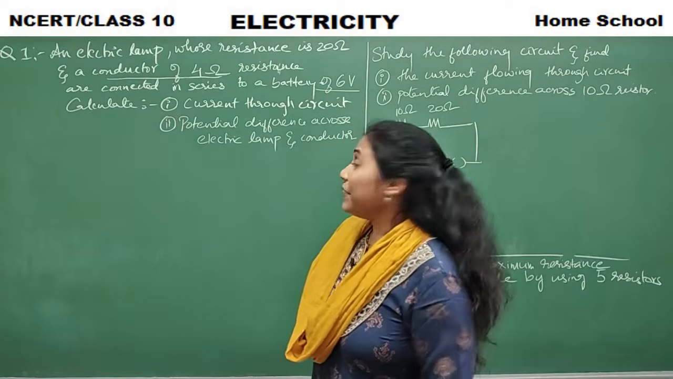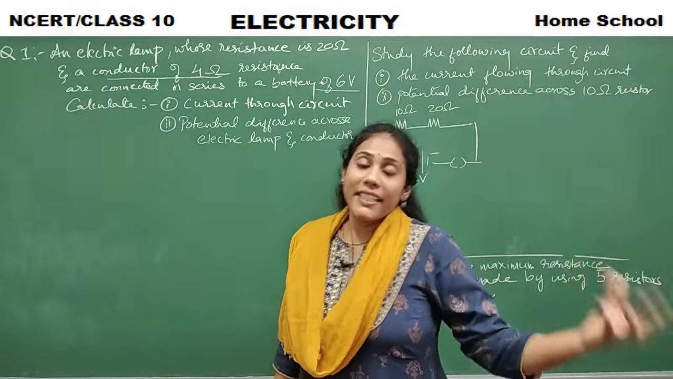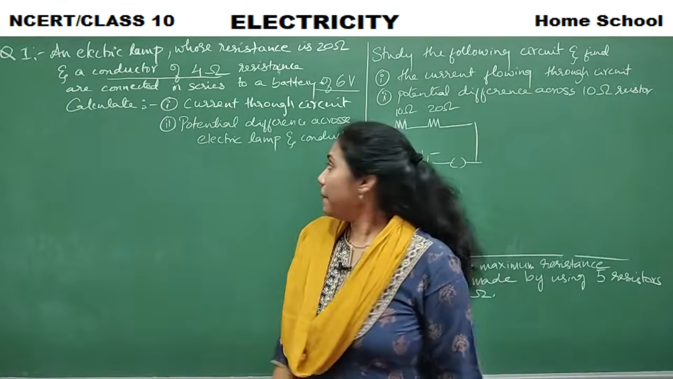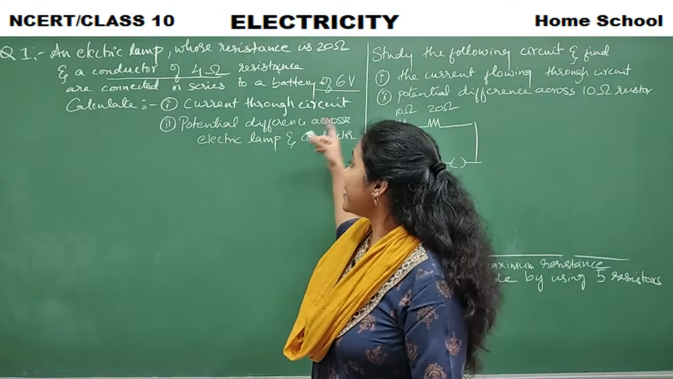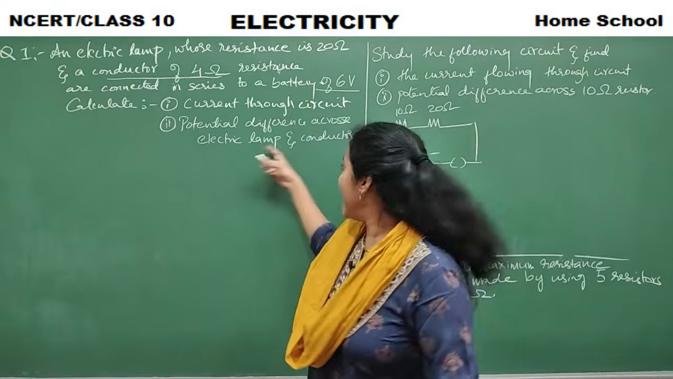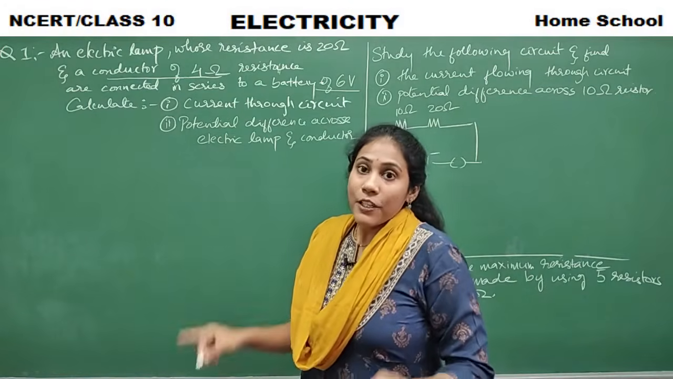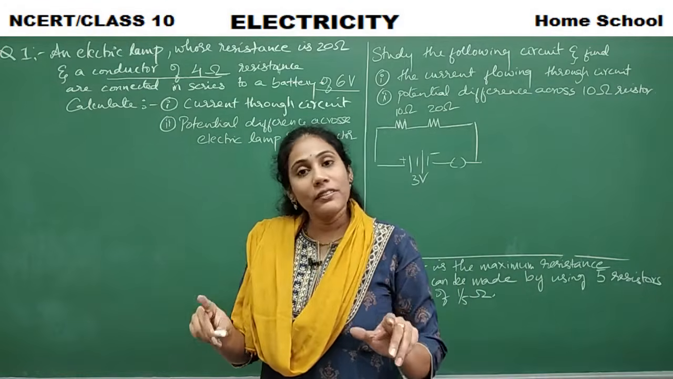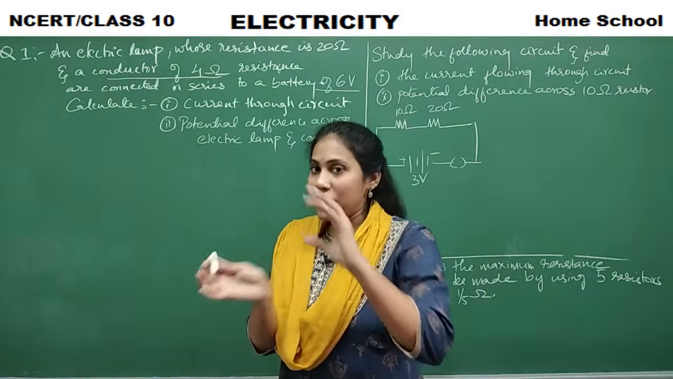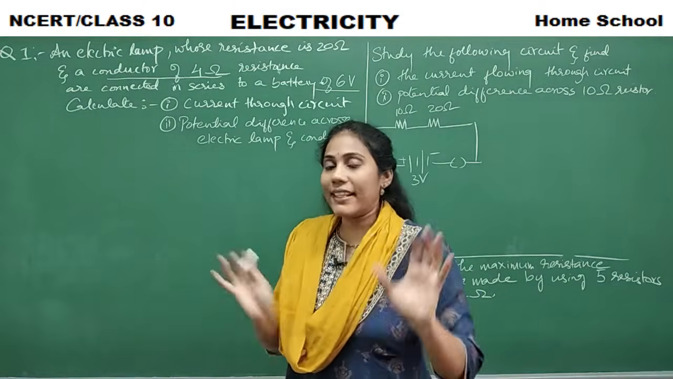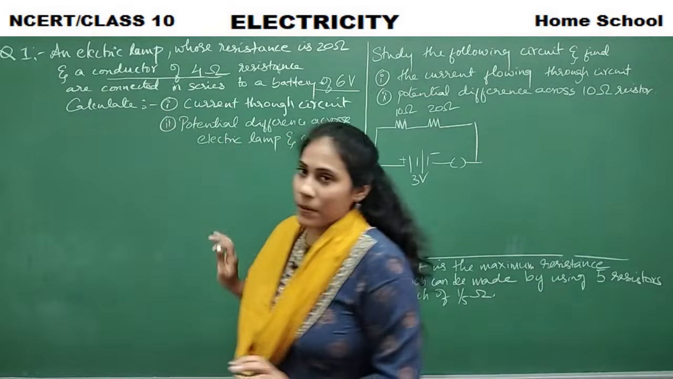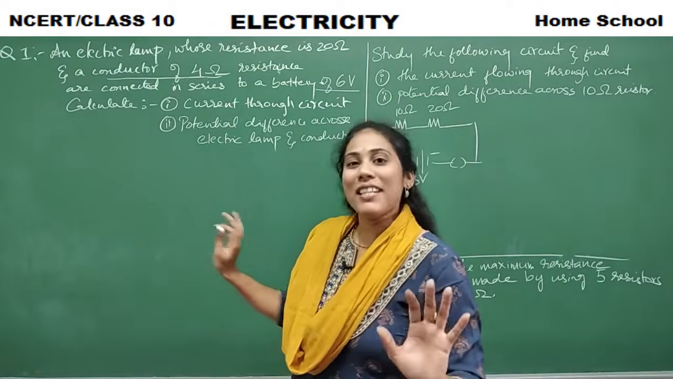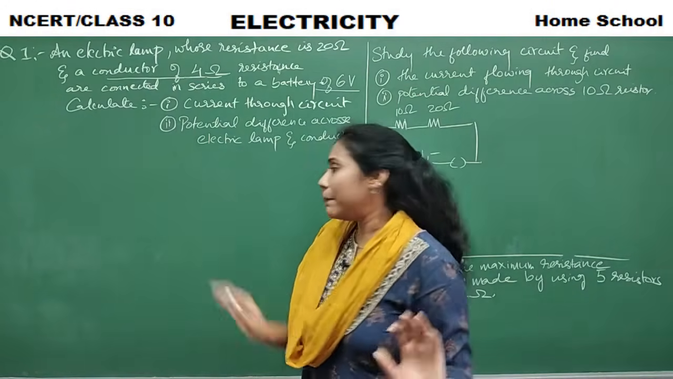Calculate the current through the circuit. That means the total current that is passing in the circuit, they are asking. And the voltage, that is the potential difference across the electric lamp as well as the conductor. So you have to find the potential difference across the electric lamp and also the potential difference across a conductor of 4 ohms. First let us draw a circuit diagram so that you get a complete picture.